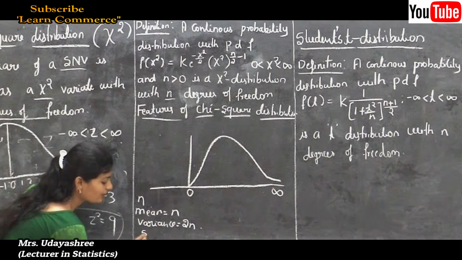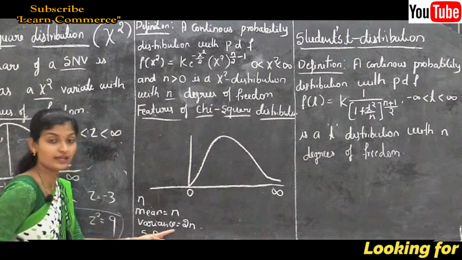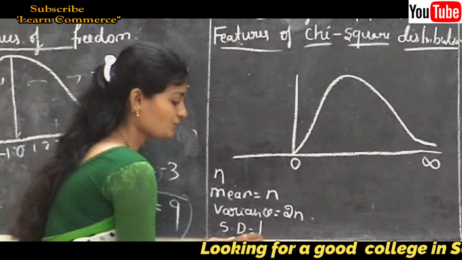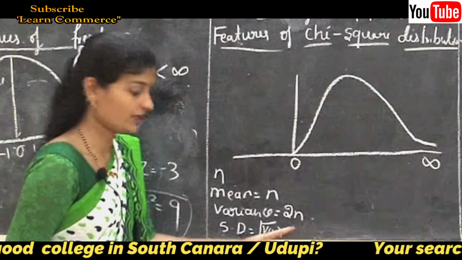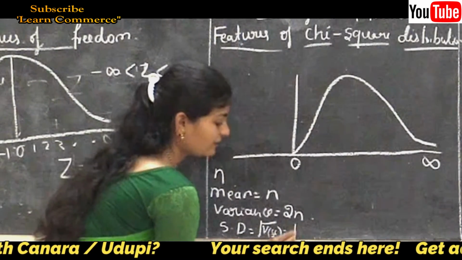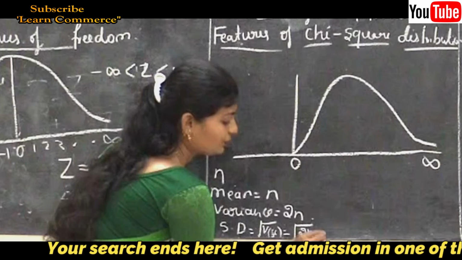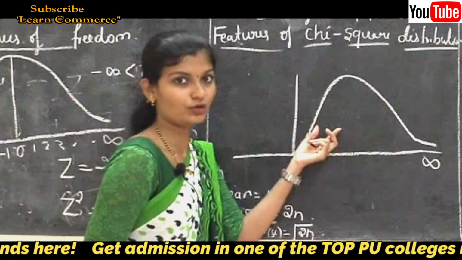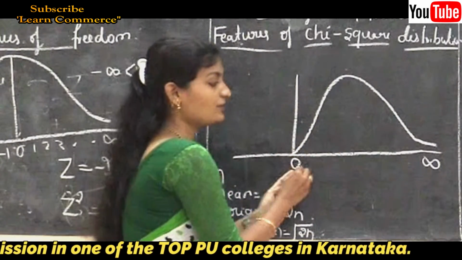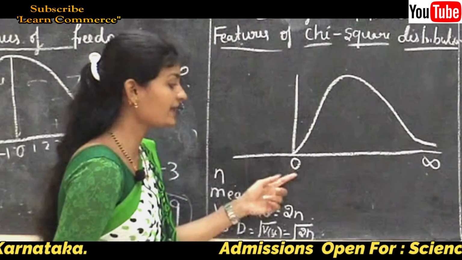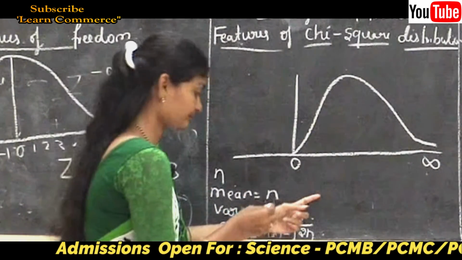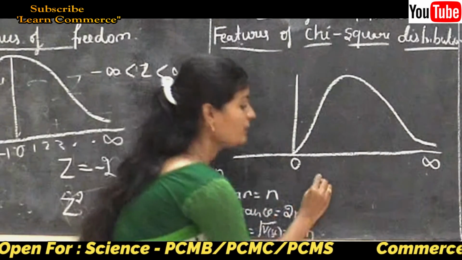If variance is 2n, what is standard deviation? We know how to calculate standard deviation using variance, that is standard deviation is equal to square root of variance. Here variance is 2n, then standard deviation is square root of 2n, and this is leptokurtic, and this is 0 to infinity, so it is positively skewed. And here we can calculate, yes, mode.